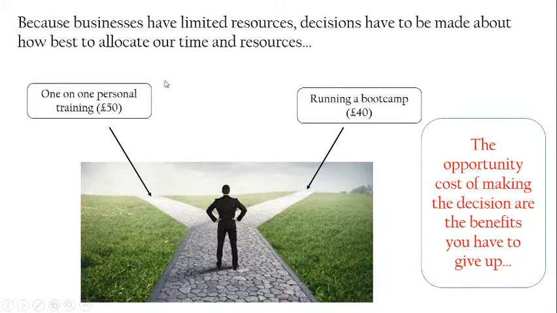So let's just say, for example, that I am a personal trainer and I'm deciding what to do with myself one evening. Now, I could do some one-on-one personal training with somebody, and that would get me maybe £50. I could charge them £50. Or I might decide that I can run a boot camp in my local park, for example, and charge people £5 each to come in. Okay, if I get 8 people, that will give me 40 quid.